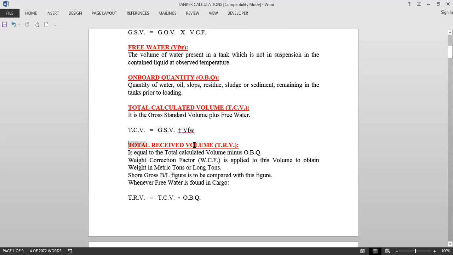Total received volume is basically the volume you are going to receive at the load port. So you have your total calculated volume minus the OBQ, the onboard quantity you had, which will give you the total received volume.